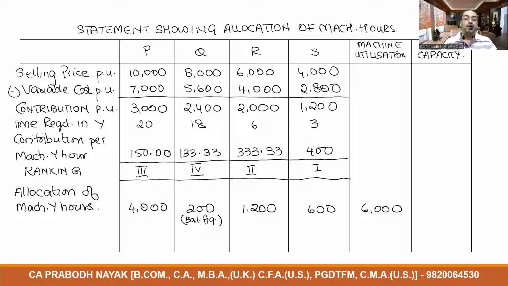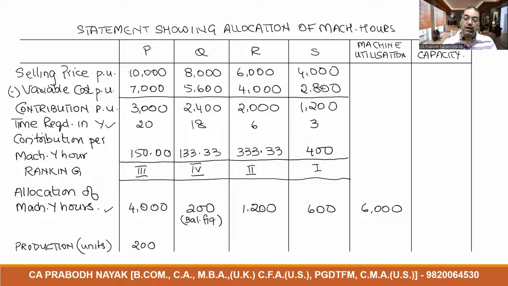Okay. Now, therefore, how many units of P, Q, R and S can be produced? Production, in units. How many can I produce? Okay, what will I do? 4000 divided by 20, the time required in Y. So 200 units I can produce fully of P.